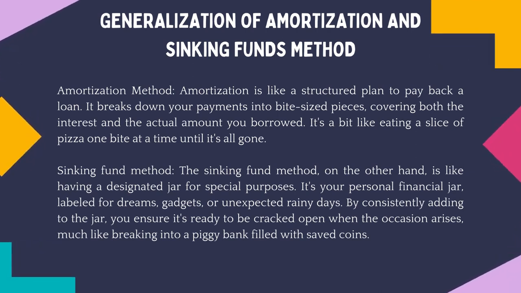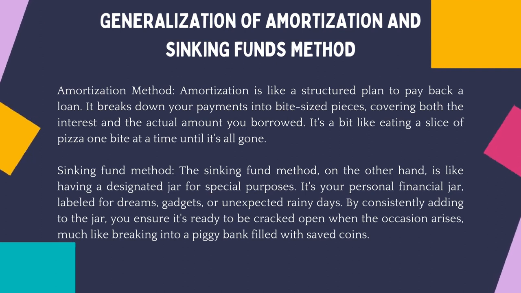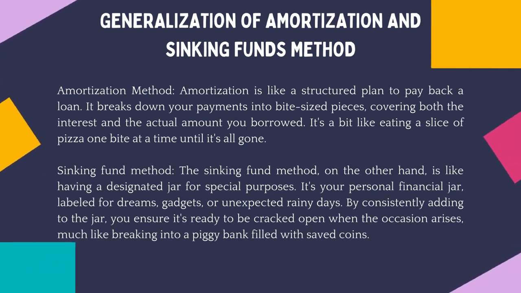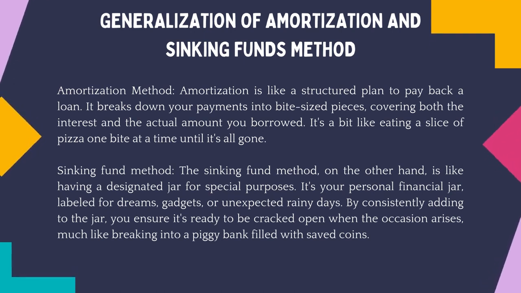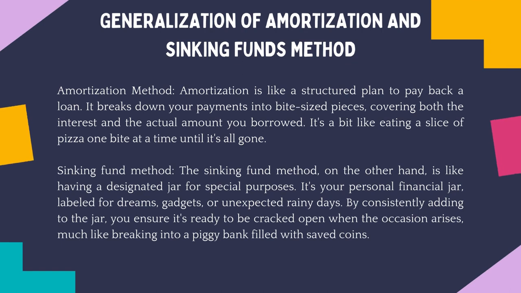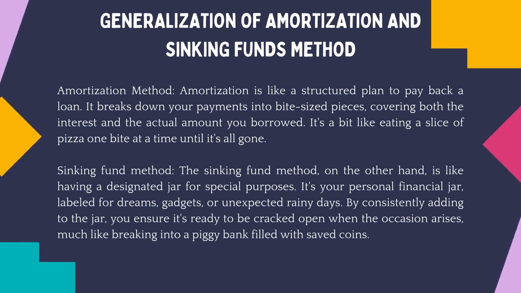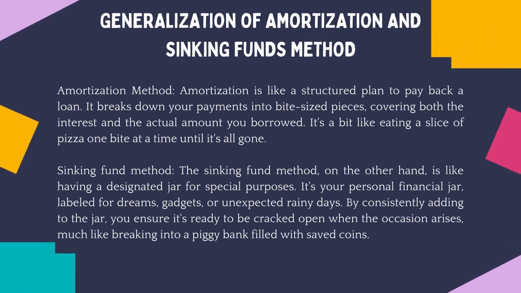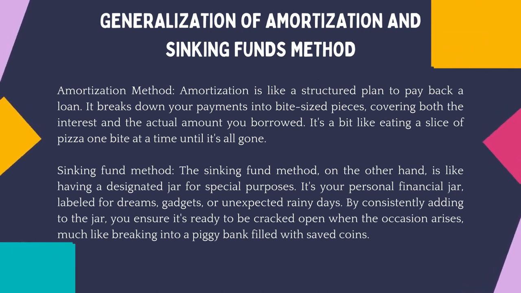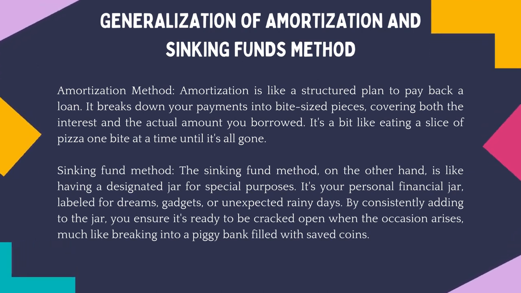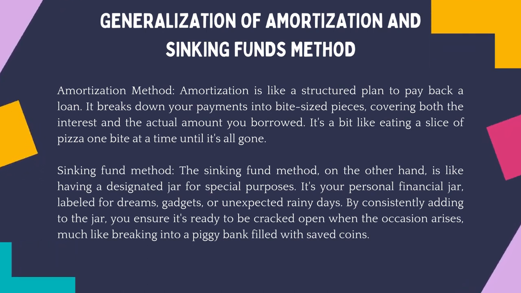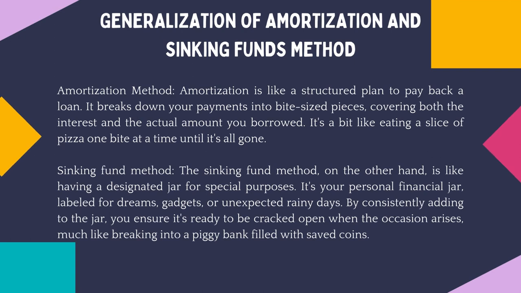So, this is the generalization of the amortization and sinking fund methods. Both sinking fund and amortization can be used to pay off a debt, but they differ in their approach and purpose. The primary purpose of a sinking fund is to ensure that there is enough money available to meet future financial obligations. Amortization, on the other hand, is a method of paying off a debt over a period of time. It involves making regular payments that include both principal and interest.